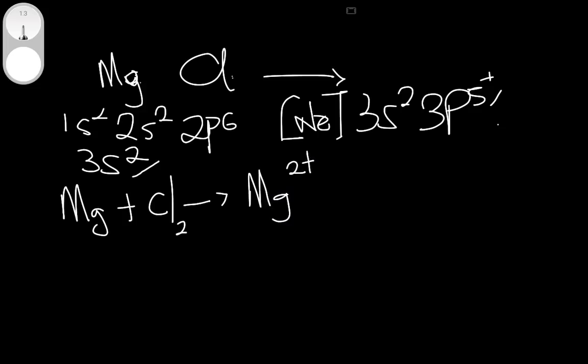2+, giving out 2 electrons, so it becomes positively charged, and the 2 atoms of chlorine are accepting electrons, so they become negatively charged.